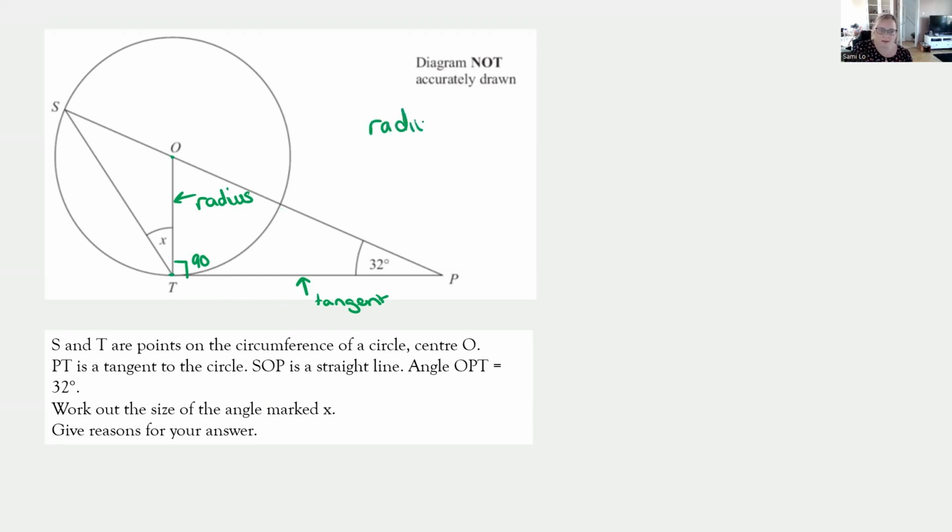So radius meets tangent at 90 degrees. Once we've done that point, we can work out this inside angle. And the reason why I want to work out that inside angle is because I've got a straight line and I want to work out what the other side of my straight line is. So it helps me get the gist of the part of that question. So if I've got 90, I'm going to add on my 32, giving myself 122. And then my final angle is going to be 58.